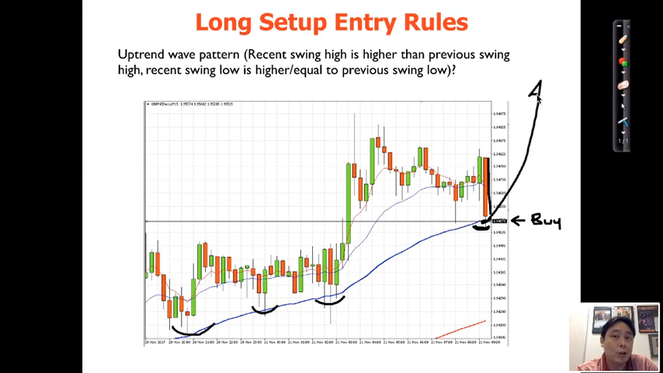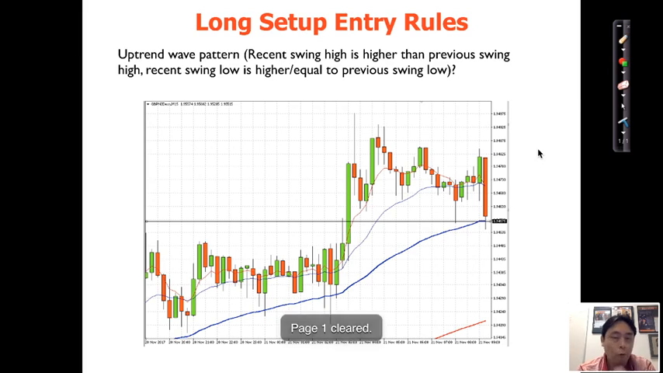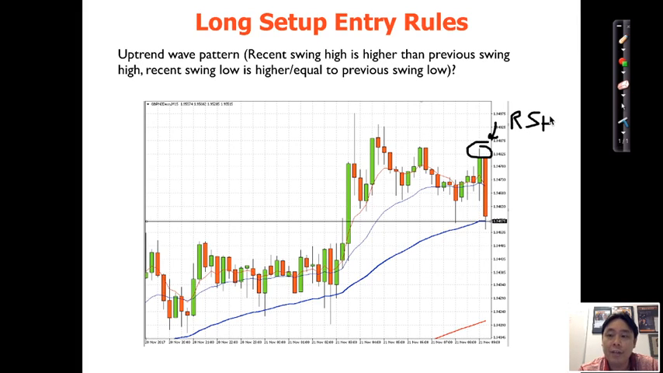Okay, and the answer should be no. It is not a valid trade. Why? Because there's no clear uptrend wave pattern. Where's your recent swing high? There. This is your recent swing high. Where's your previous swing high? This one. This is your previous swing high. So you can see that your recent swing high is not higher than your previous swing high.